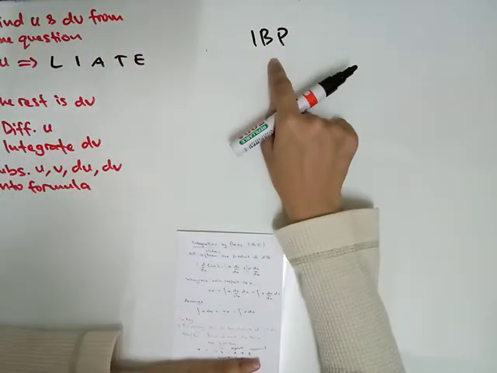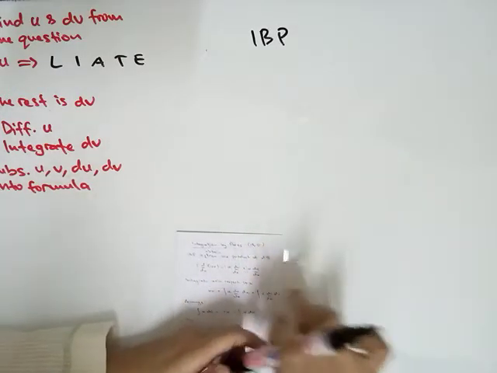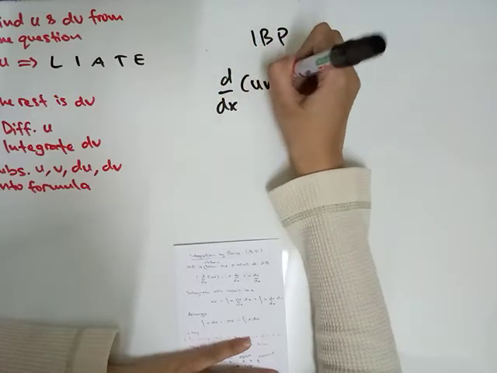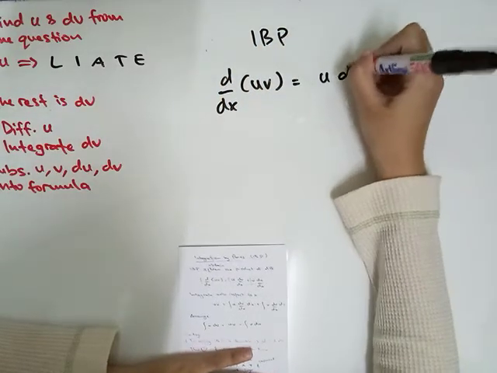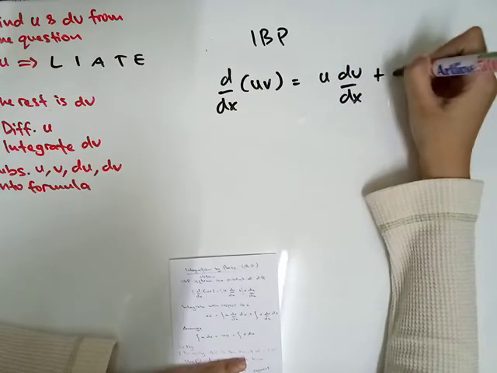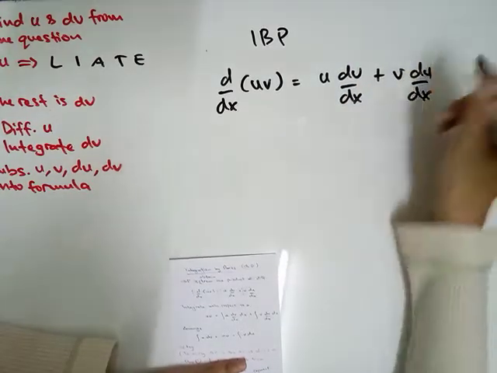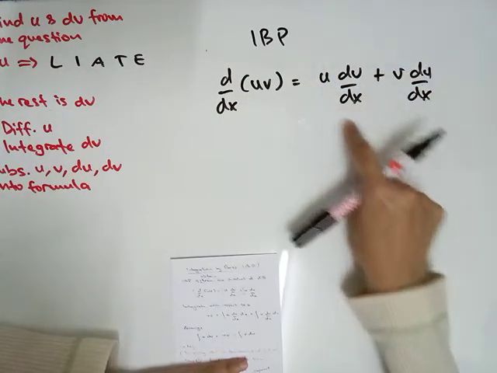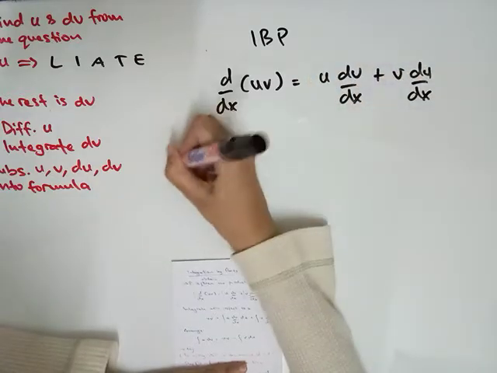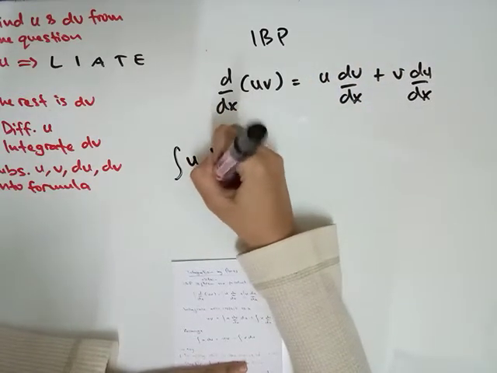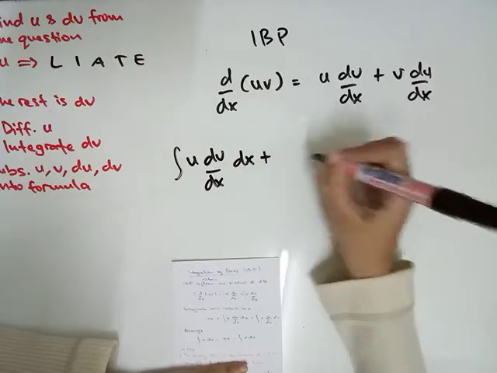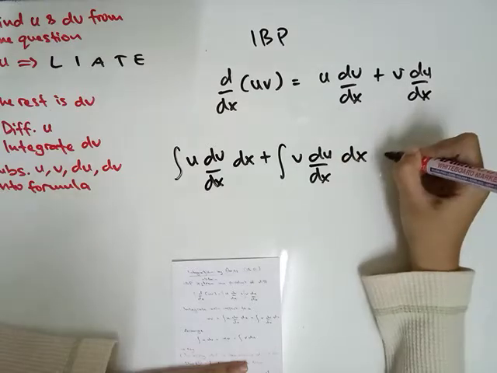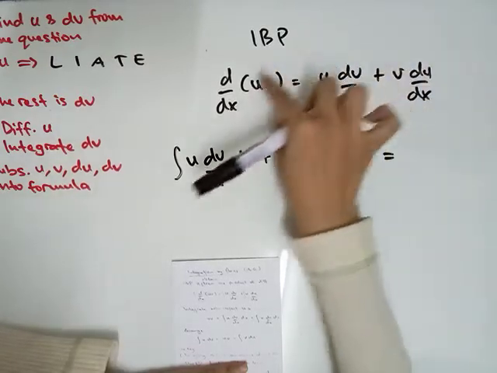Okay, so IBP, integration by parts, it is obtained from the product rule of differentiation, which is the derivative of UV. It is equal to U dV over dx plus V dU over dx. Okay, so this is the product rule of differentiation. So when we integrate this side, integrate U dV dx plus integrate V dU dx, we can get back this value UV.